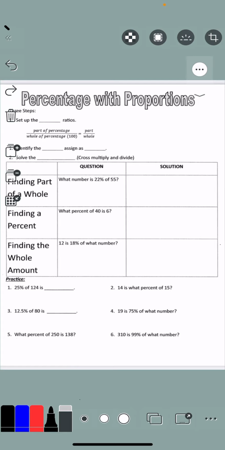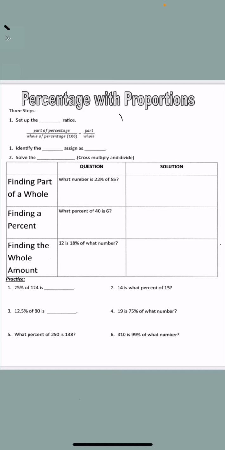And then part over whole. An easy way to remember part over whole is "is over of." That will come into play here in a second. Just remember is over of. So it's percentage over 100 and then is over of.